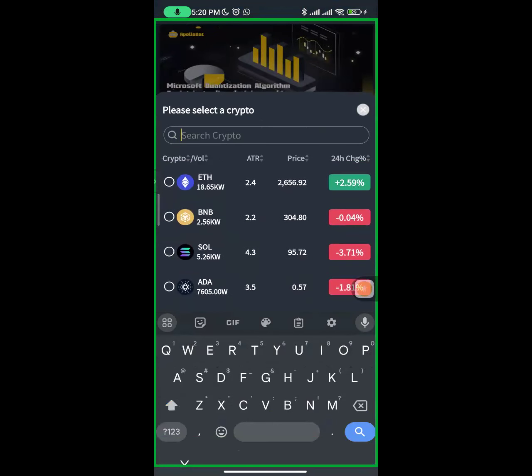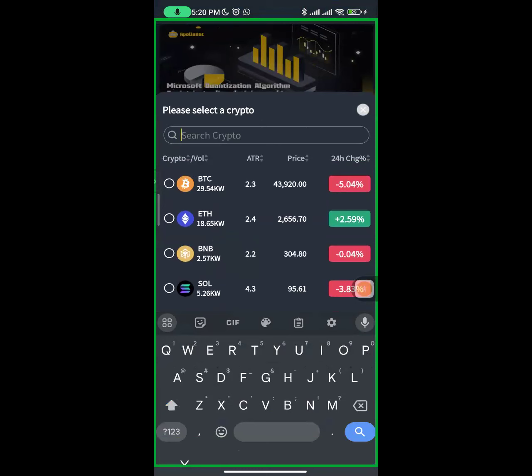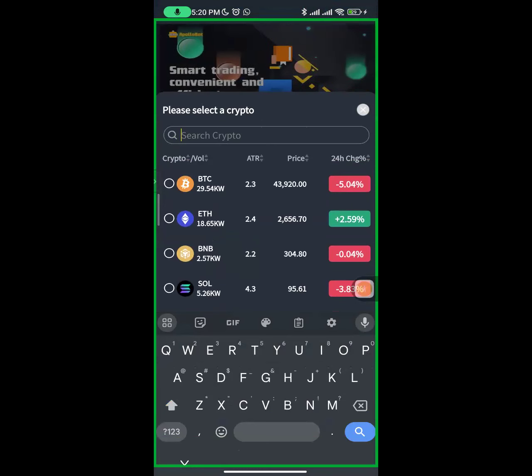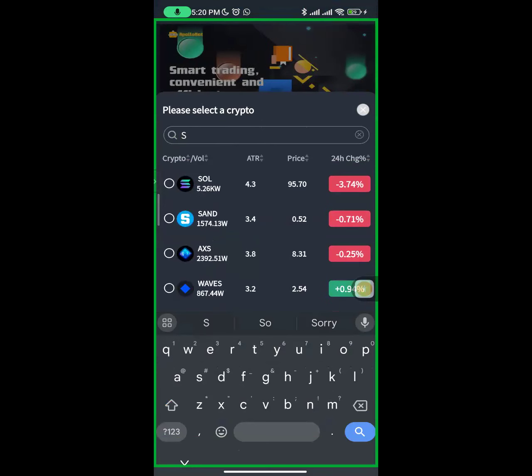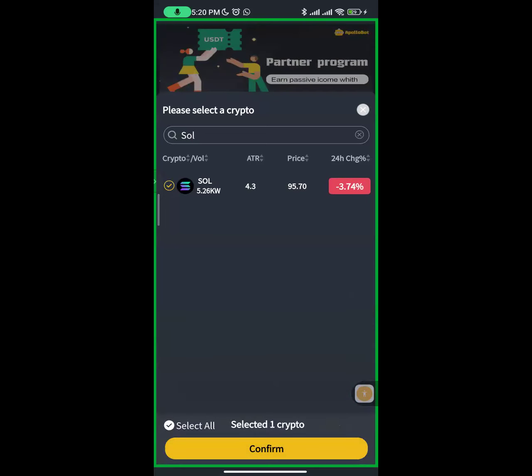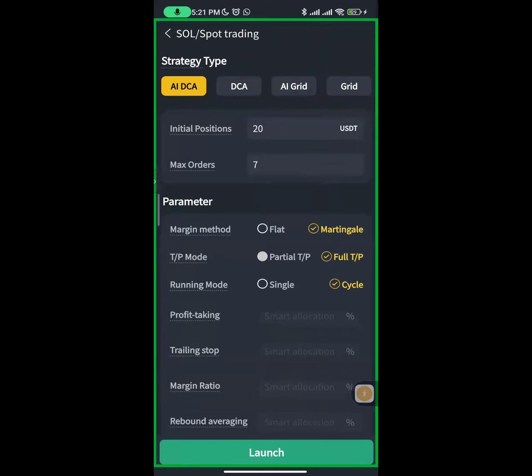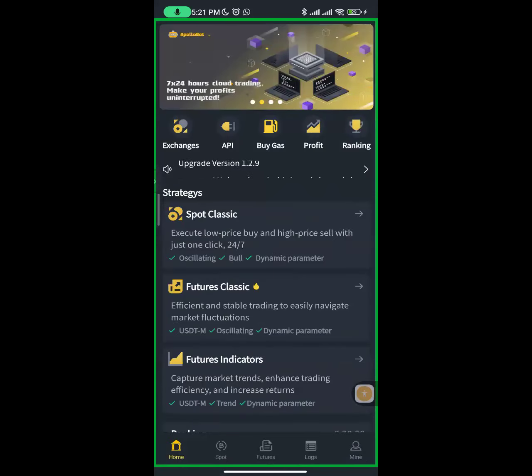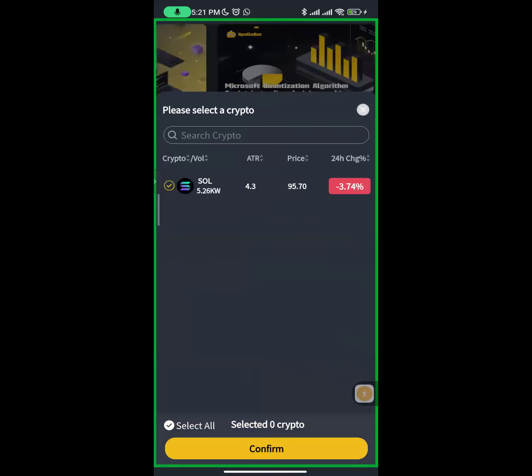You could use any one, Matic, BNB. So follow the coin, follow the chart. The chart says, is it Sol? Okay, pick Sol. So this is the automatic trade. So you tap on confirm like this. So what's the next? Okay, sorry, we tap on Spot Classic, tap on Sol.